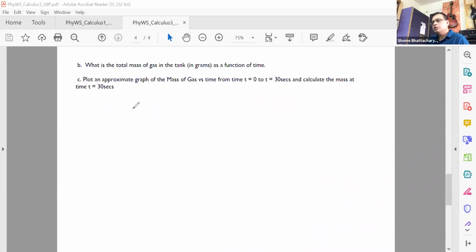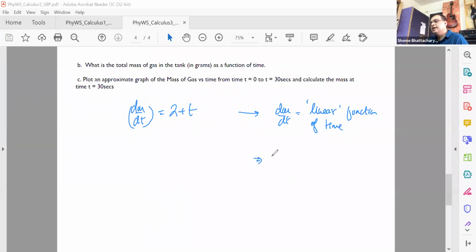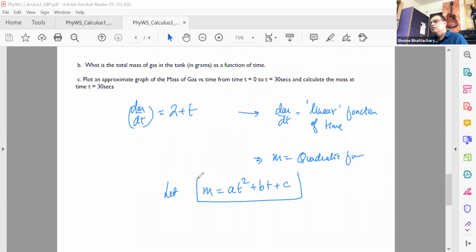For the first part, we've already got that the rate of change of mass is like this. So you can see that dm by dt is a linear function of time. What that implies is that m should be a quadratic function of time. So suppose m is equal to at square plus bt plus c, where a, b, c are unknown constants.